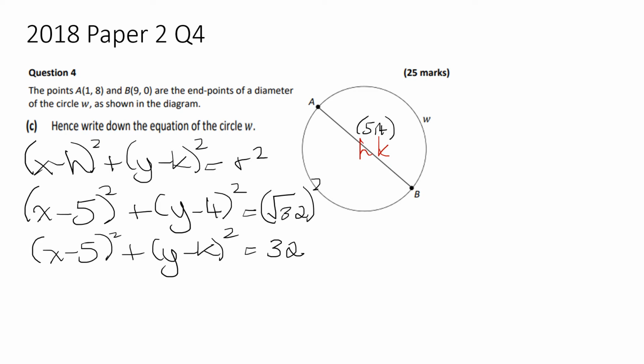The numbers in the brackets here should be opposite to what you have in your brackets here. So the plus 5 becomes a minus 5 in the equation, and the plus 4 becomes a minus 4. So that is meant to be a 4 there, by the way. Okay, and that is your final answer. So x minus 5 to be squared plus y minus 4 to be squared equals to 32.